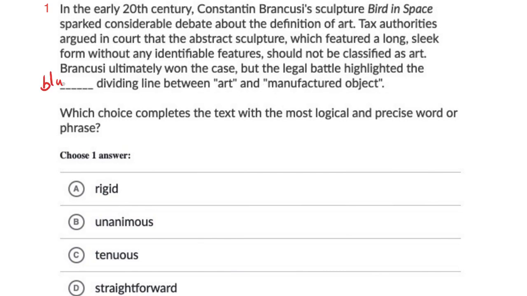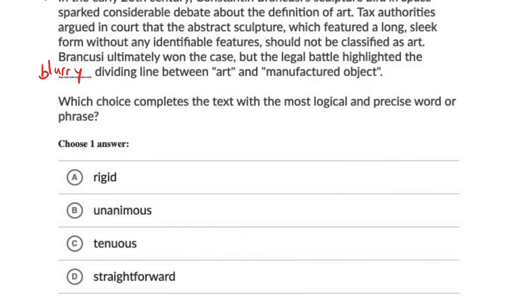So here I would say something like blurry. It's not a rigid line, not rigid. So rigid is the opposite of what we want. Unanimous, I don't think you can really have a unanimous dividing line. You can have a unanimous decision when everybody is on the same side, a unanimous verdict.